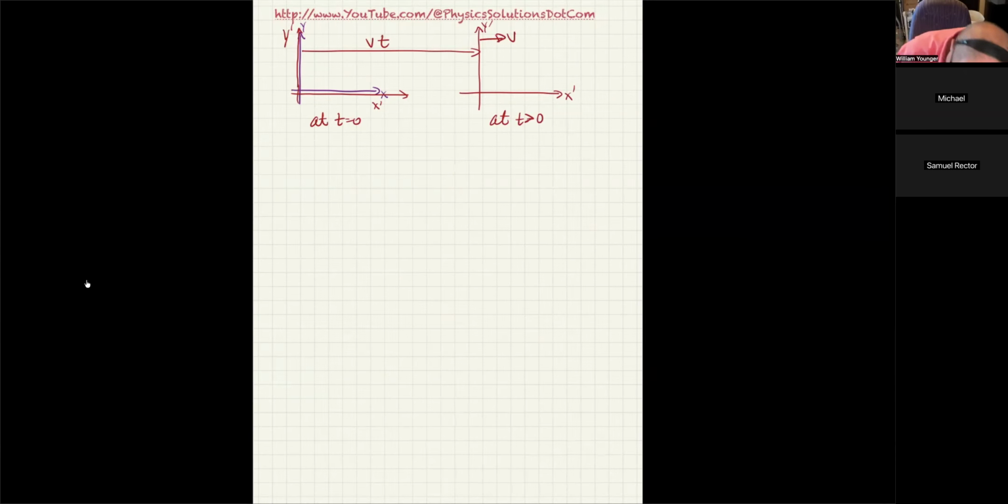Because of that, you can say that x is going to be equal to x prime. So, for instance, if we had this right here is x prime 1, then this would be x prime 1 plus v times t.